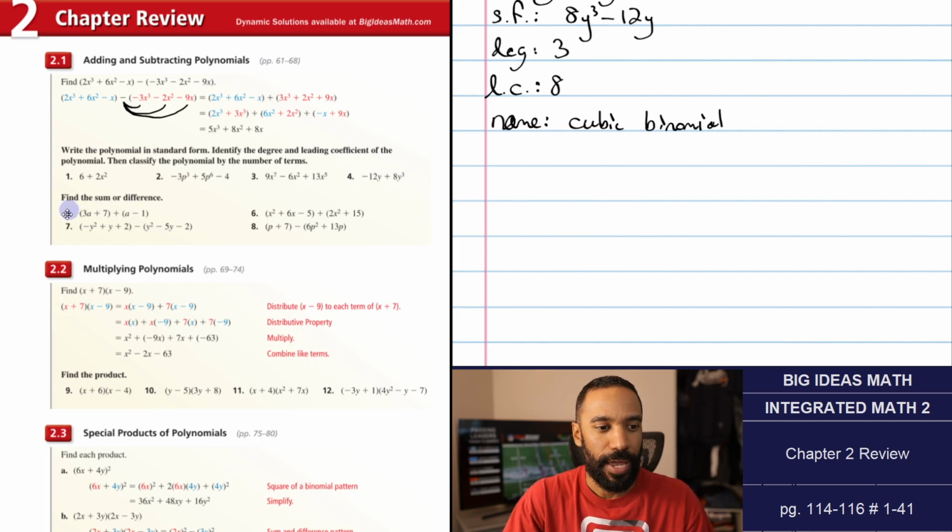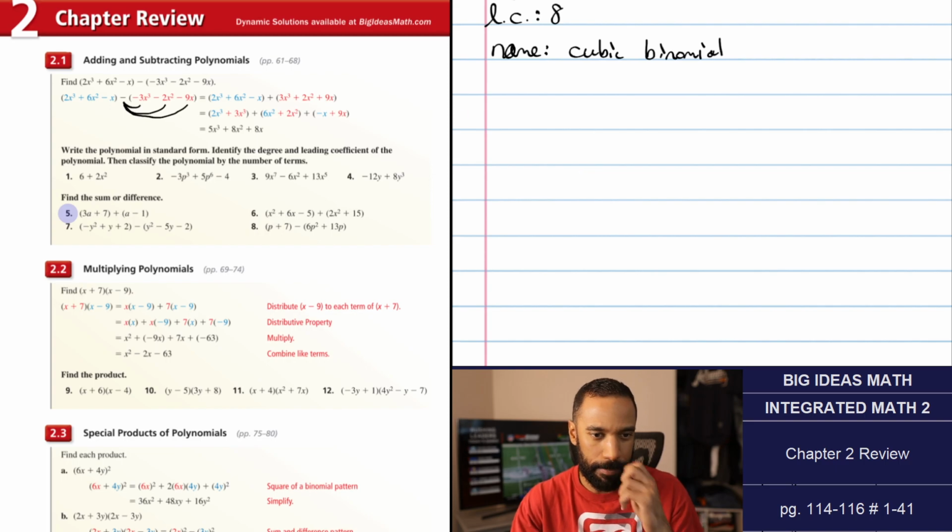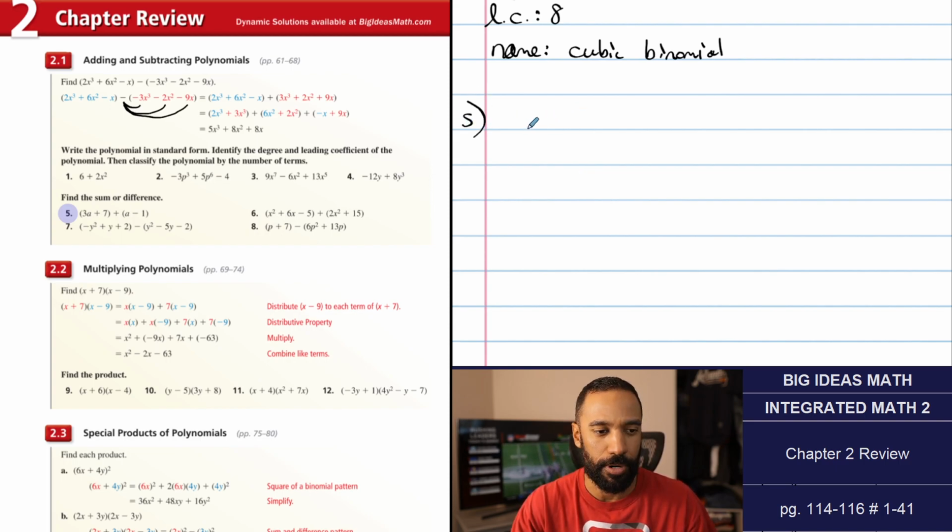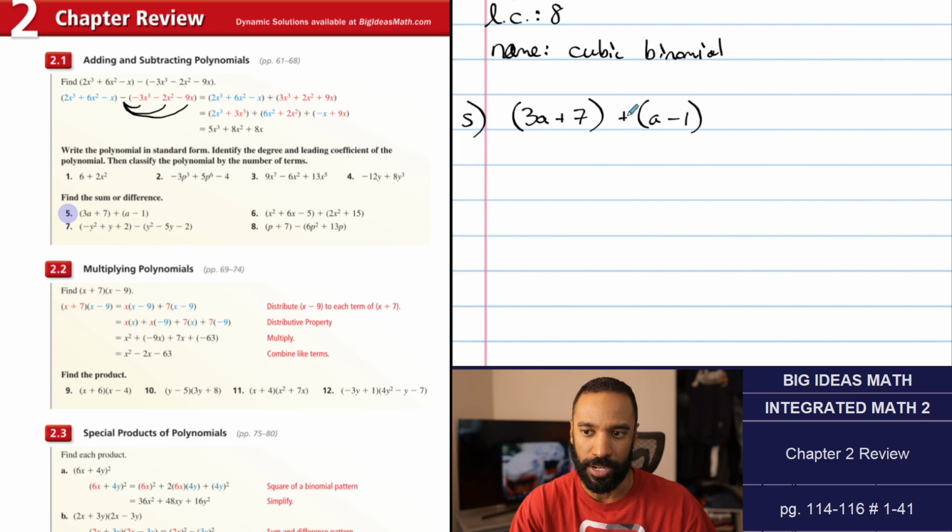All right, numbers 5 through 8, we are going to find the sum or difference. This is kind of like what the example showed above. I'm not saying I do things differently per se, but my first aim is to kind of get rid of parentheses. I will combine like terms by finding terms that are alike, but not necessarily rearranging them either.